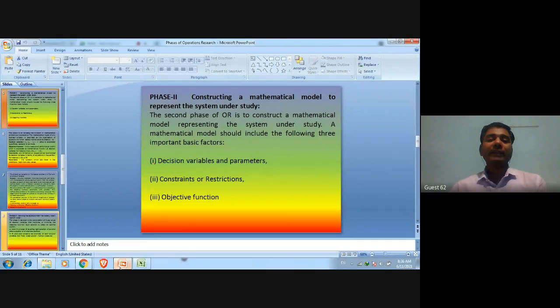There are three important basic factors in a mathematical model. What are they? The first one, decision variables and parameters. What is the second? Constraints or restrictions. And the third one is the objective.